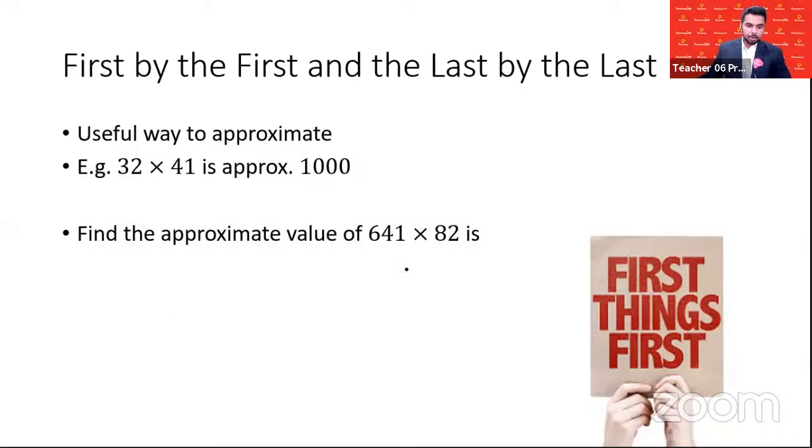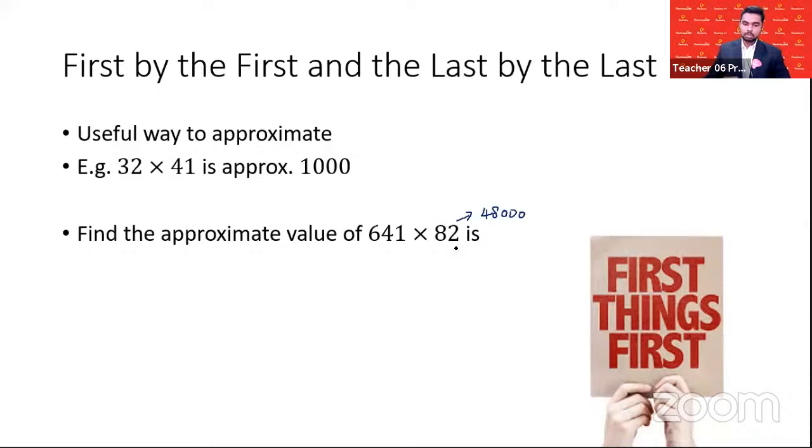Let us find the approximate answer to 641 times 82. Again, you can multiply 600 times 80, in fact, by dropping 41 and 2 from these numbers respectively, and you will get the answer to be 48,000. So this number is going to be greater than 48,000 because we have reduced 41 and 2.